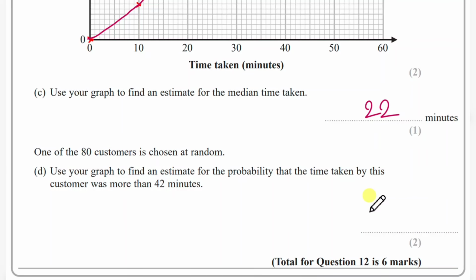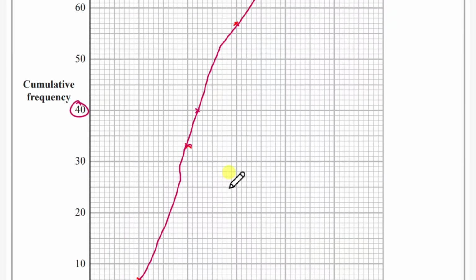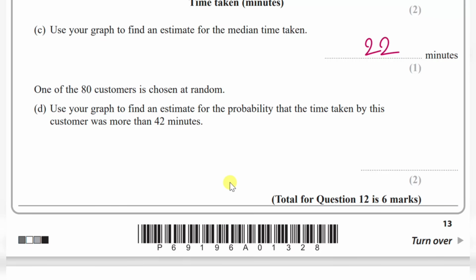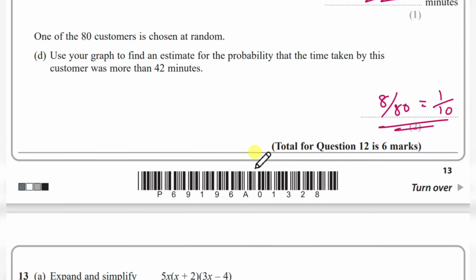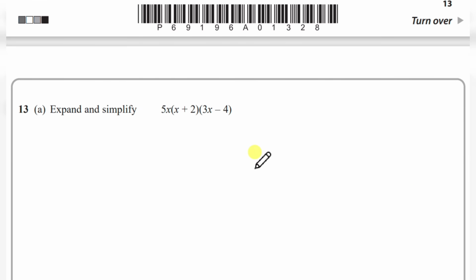Now, in this case the probability is going to be 8 over how many there were. So 8 over 80. Yes, that's not bad. Or 1 over 10 if you want to simplify it. Yeah, should be fine.